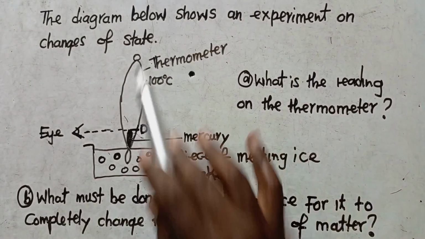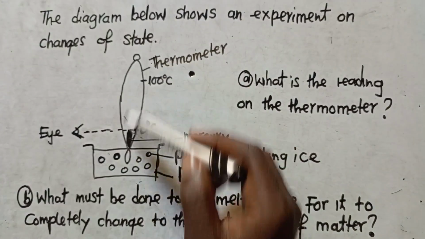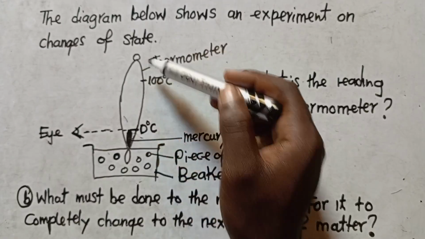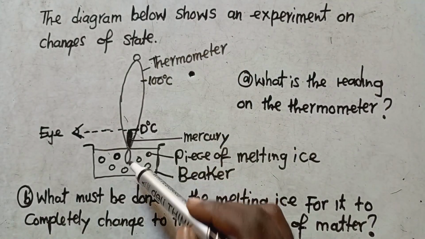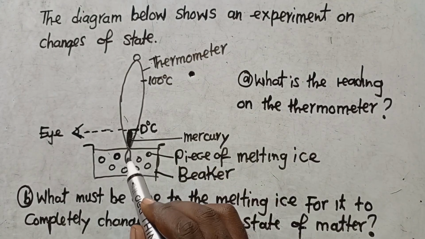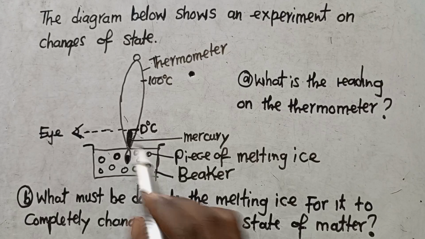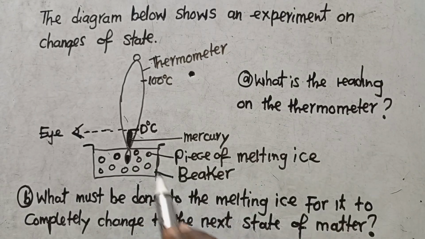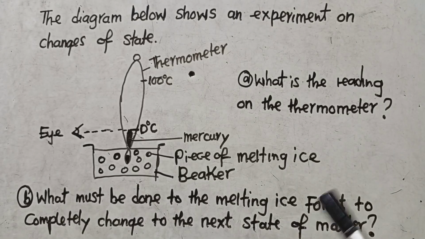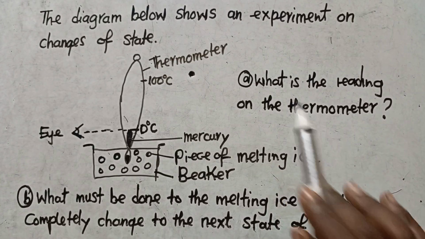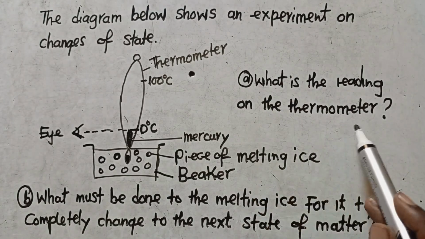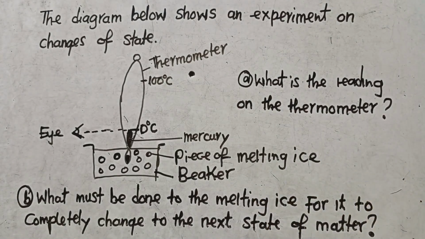So we are given a thermometer. This is just an example of a thermometer. A thermometer is put in the ice cubes. These are some pieces of melting ice in a beaker. So you get a thermometer, then you put it in the ice. Then these are the questions that I just want us to answer together. The first question says, what is the reading on the thermometer?